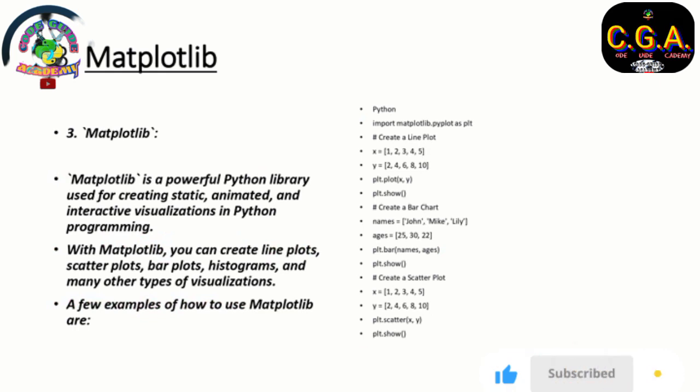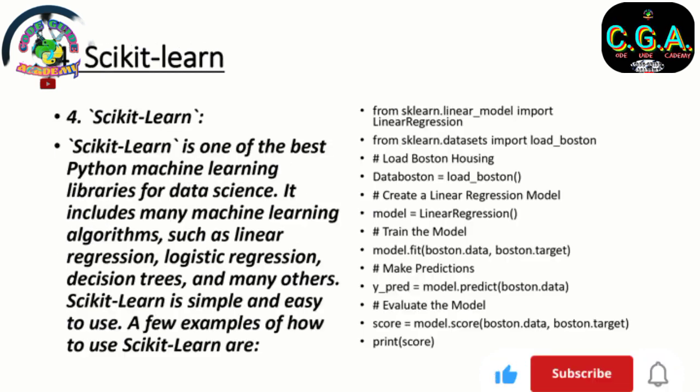Python. Import matplotlib.pyplot as plt. # Create a line plot. x = [1, 2, 3, 4, 5]. y = [2, 4, 6, 8, 10]. plt.plot(x, y). plt.show(). # Create a bar chart. names = ['John', 'Mike', 'Lily']. ages = [25, 30, 22]. plt.bar(names, ages). plt.show(). # Create a scatter plot. x = [1, 2, 3, 4, 5]. y = [2, 4, 6, 8, 10]. plt.scatter(x, y). plt.show().